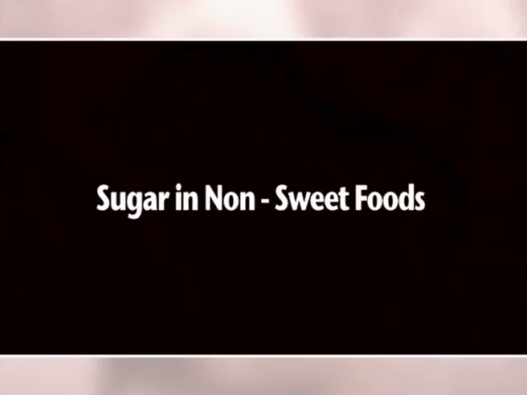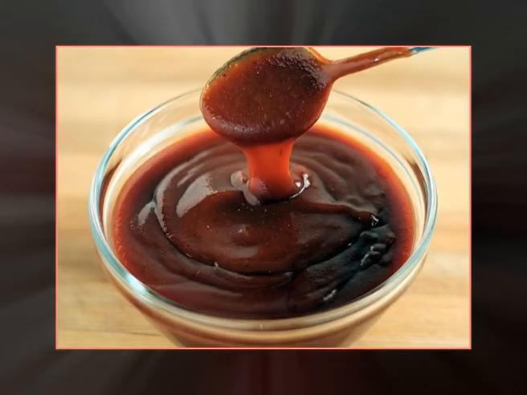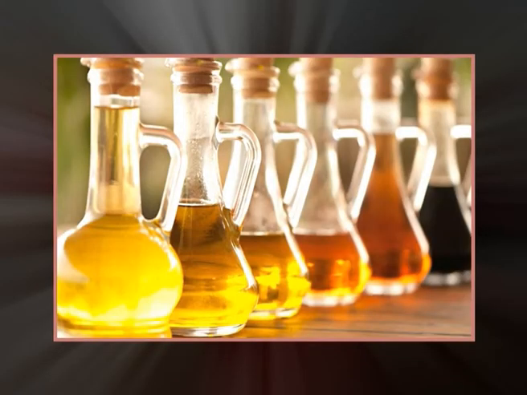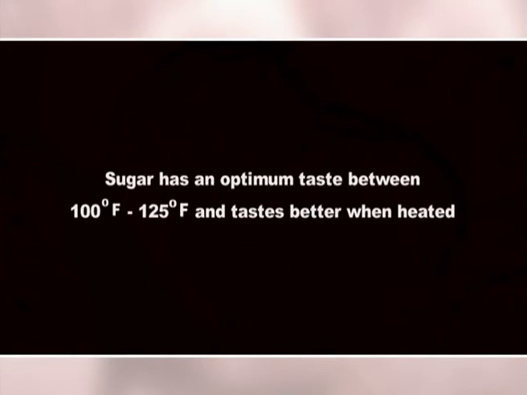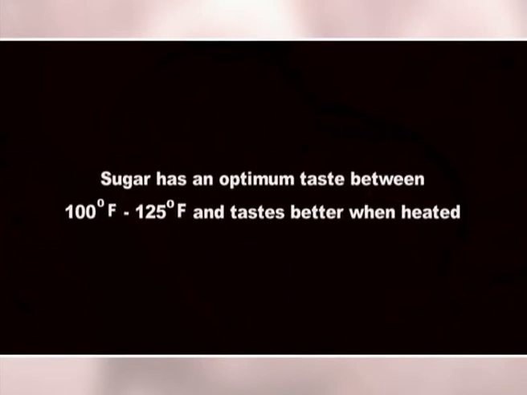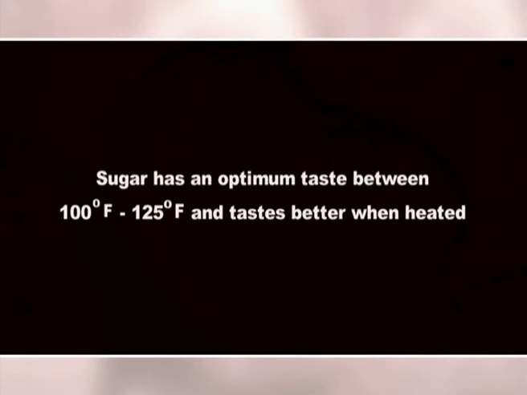Now the role of sugar in non-sweet foods. Sugar enhances or brings out the flavors that are already in the barbecue sauce. It enhances the tomato, vinegar or lime flavors that may be present in the sauces. Sugar has an optimum taste between 100 degrees Fahrenheit to 125 degrees Fahrenheit and tastes better when heated. Because sugar can withstand high temperatures, it's a good choice for barbecue sauces. Additionally, sugar provides superior taste, consistency and performance over other sweeteners in barbecue sauce applications.